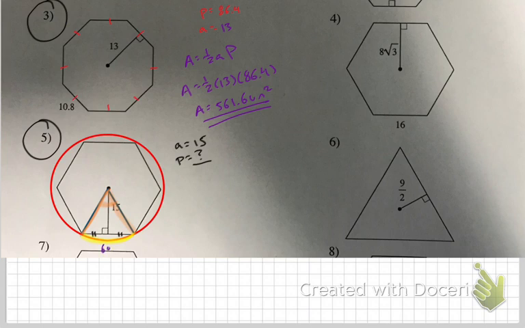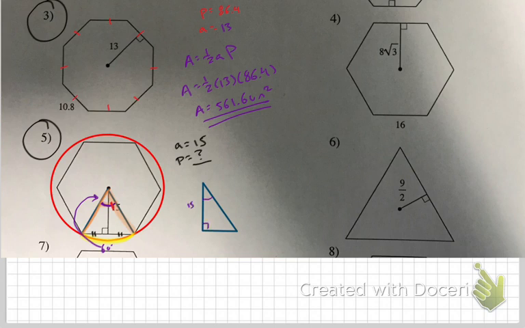So that arc measure is 60 degrees, which means this central angle is 60 degrees, which then means that this angle on the inside is 30 degrees. So if I pull out this triangle, I know my apothem is 15.